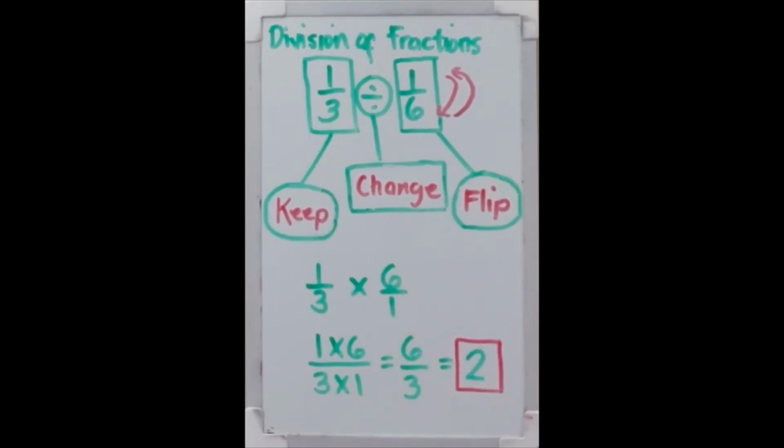So now following how to multiply fractions, this becomes 1 times 6 divided by 3 times 1. And 1 times 6 is 6, 3 times 1 is 3. If we divide 6 by 3, it will give us 2. So our final answer here is 2.